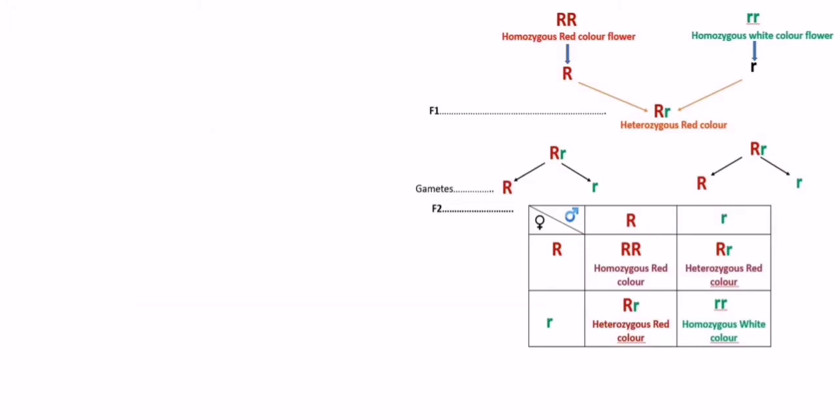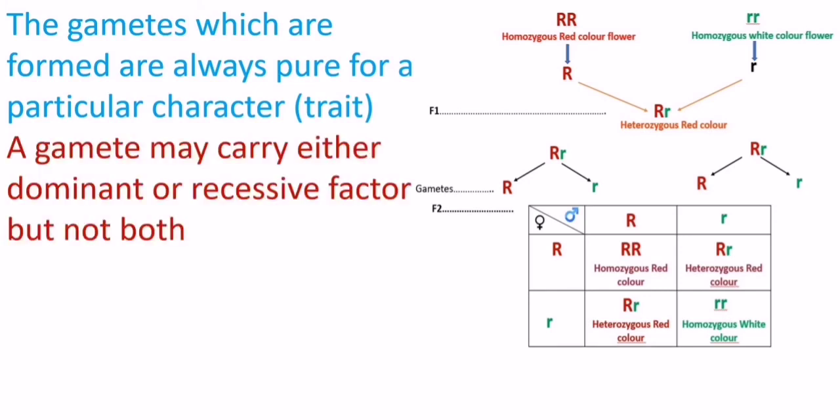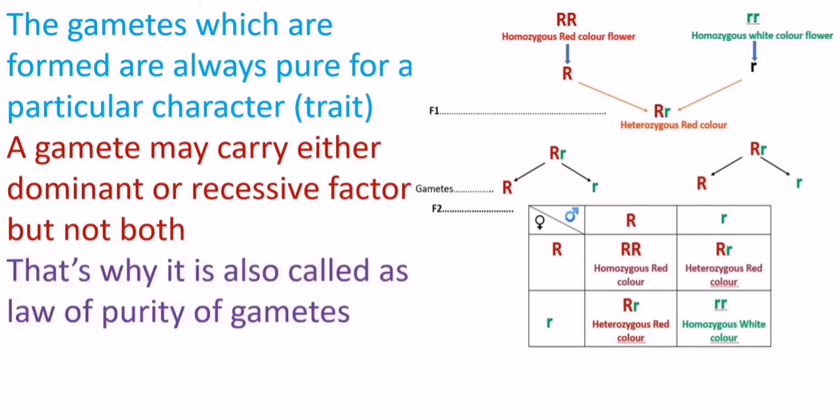You can see over here, again in this diagrammatic representation, the gametes which are formed are always pure for a particular character, that is, trait. A gamete may carry either the dominant or the recessive factor but not both. As you can see here, a gamete either carries capital R, the allele for red color, or it carries small r, the allele for white color flower, but not both. And that's why it is called the law of purity of gametes.